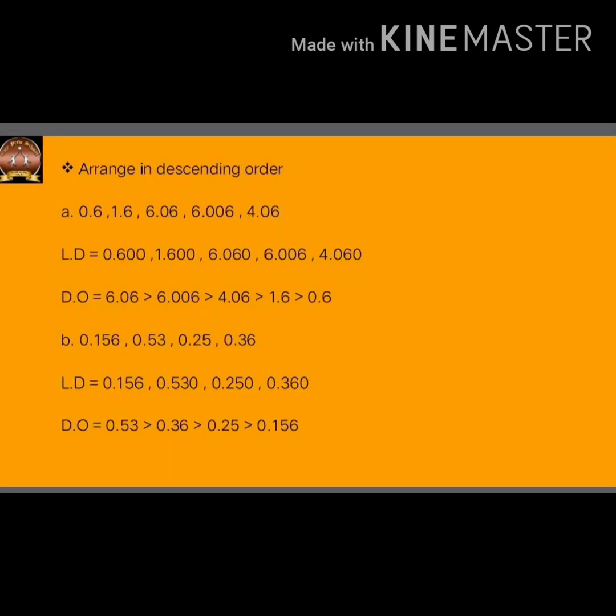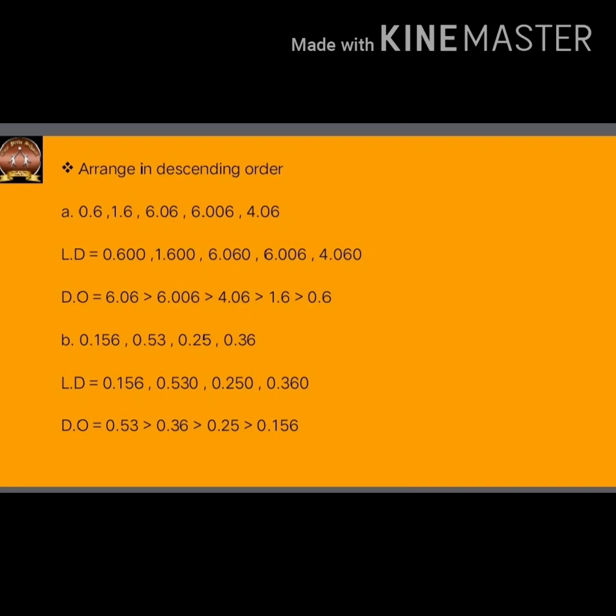Now let us see one example of arranging in descending order. The steps are same here. If the decimal numbers are not like, I will first make it like. Let us see here the example number B. I have 0.156, 0.53, 0.25, 0.36. Now the maximum number of decimal places is 3. So I will make all the remaining ones like by adding a 0.